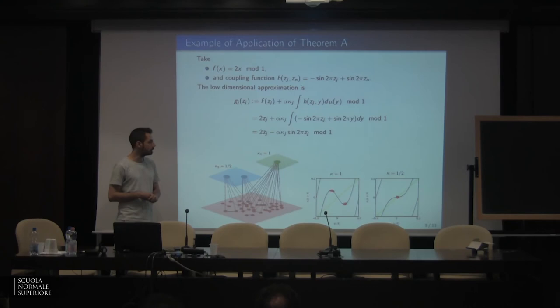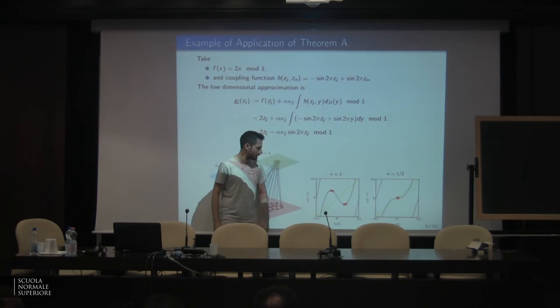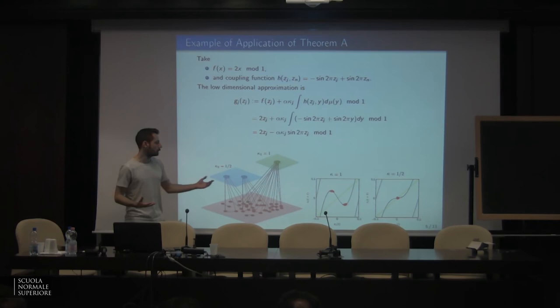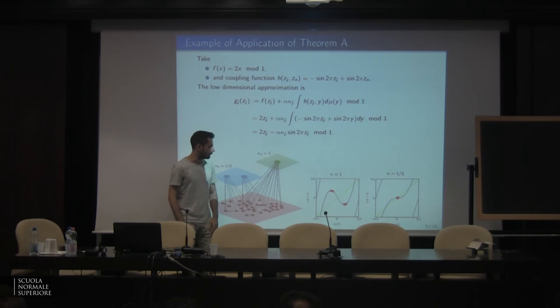This is showing you that the approximation is actually quite good. I didn't put it on the slide, but this has been done for a network of size 10 to the power 5, and if you increase the size of the network, what you observe is that this red cloud is shrinking towards the real coordinate's orbit.